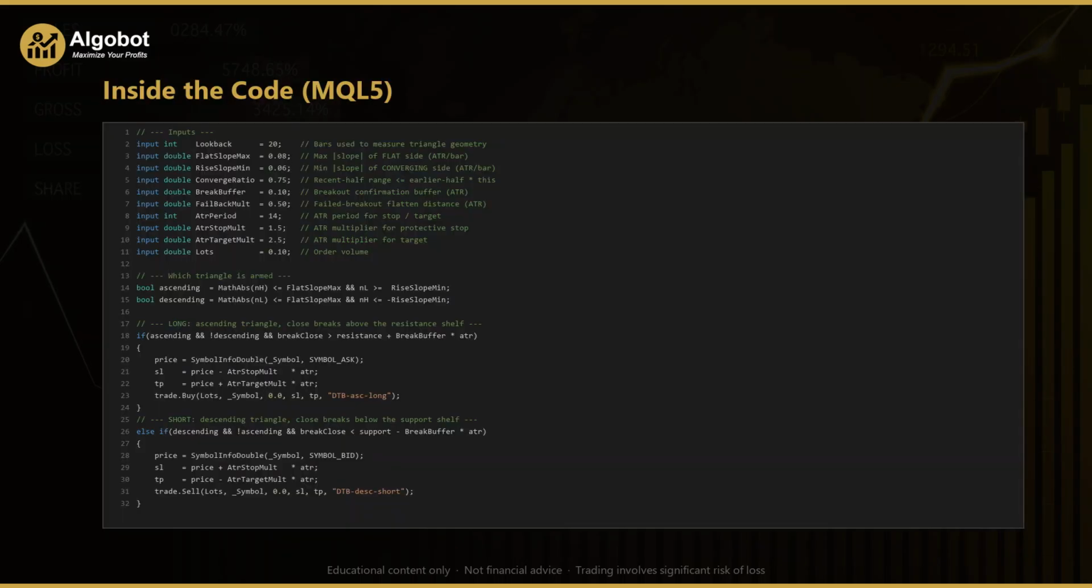Let's read through the MQL5 on screen as if we were in MetaEditor. At the top are the inputs. Lookback sets how many bars define the triangle.